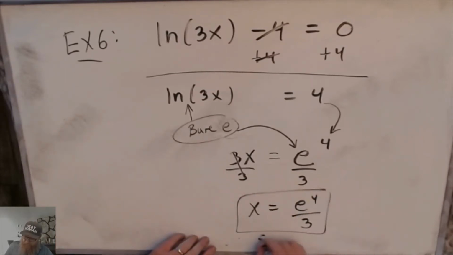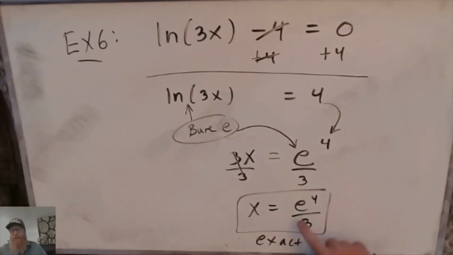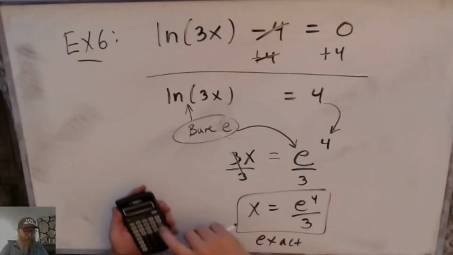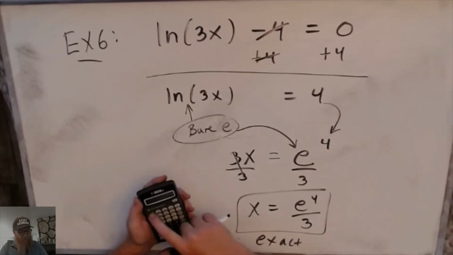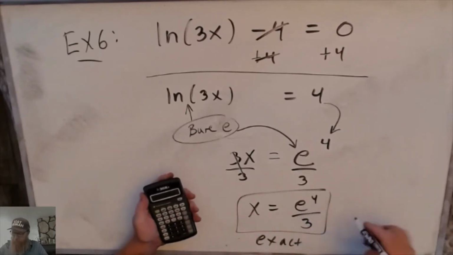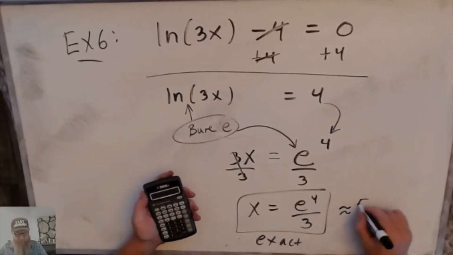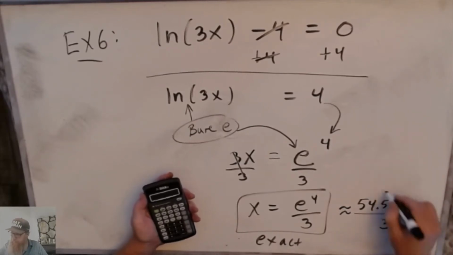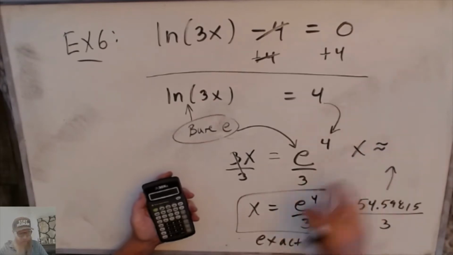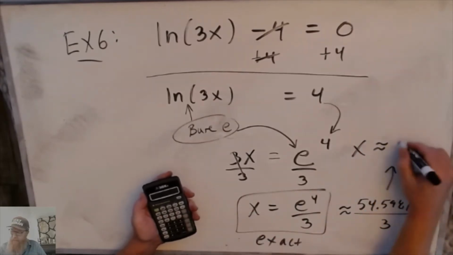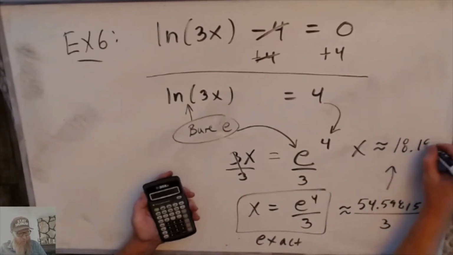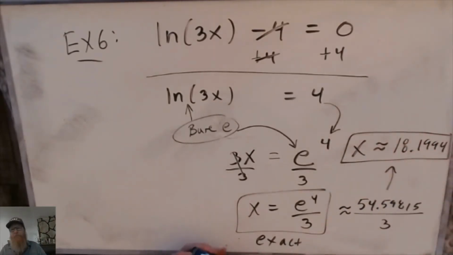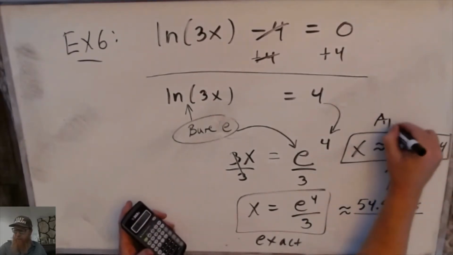So this is your exact solution. You can't do that without a calculator, although you can, but it's just a little bit out of our scope. So e to the 4th power is approximately 54.59815 divided by 3. So x is approximately 18.1994. That would be our approximated answer.